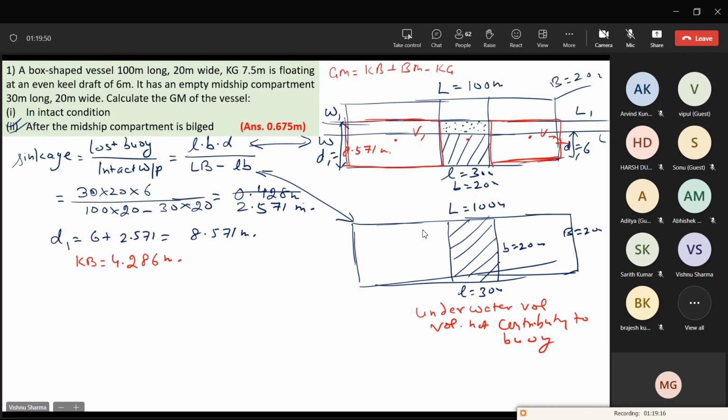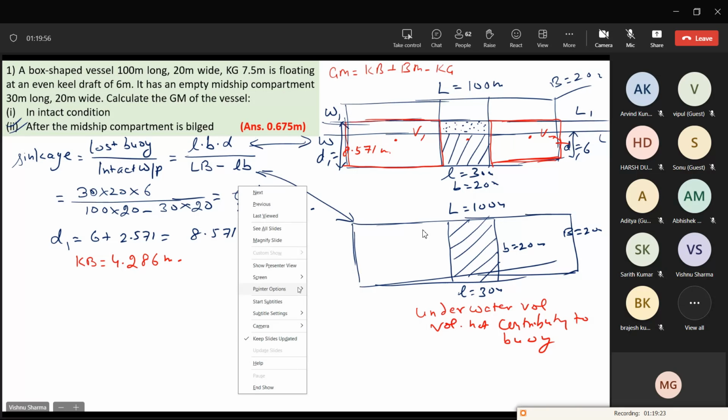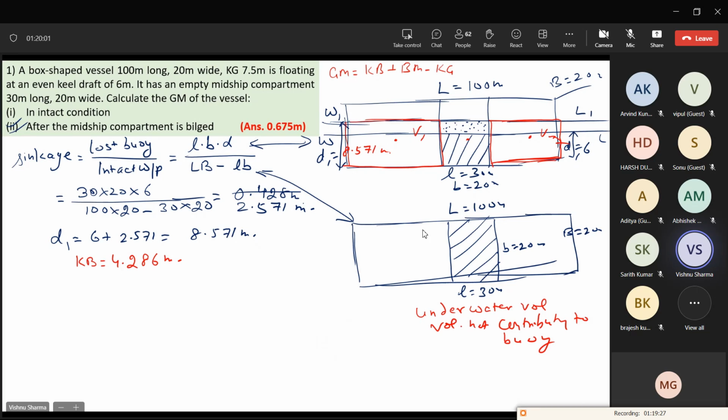Let me use the colors. When I'm saying the underwater volume up to W1L1, I'm talking of this full volume. Agreed? And when I'm talking about the distance of its geometric center from keel, it will be somewhere here, which will be D1 by 2. Do you agree with me? Yes, sir.